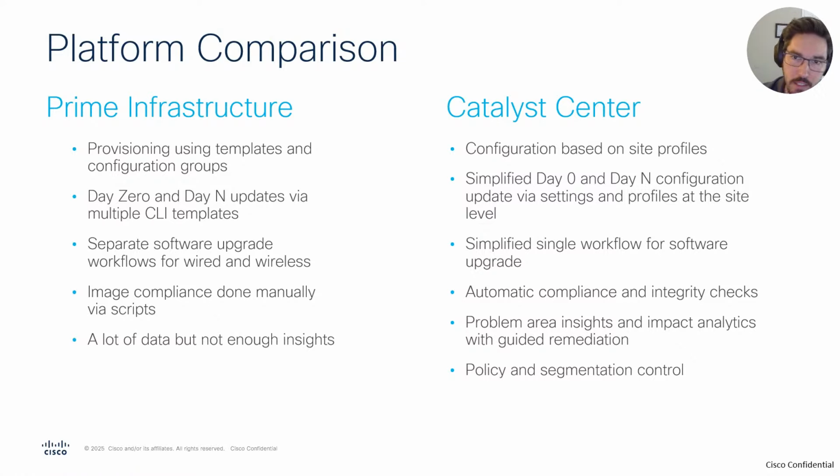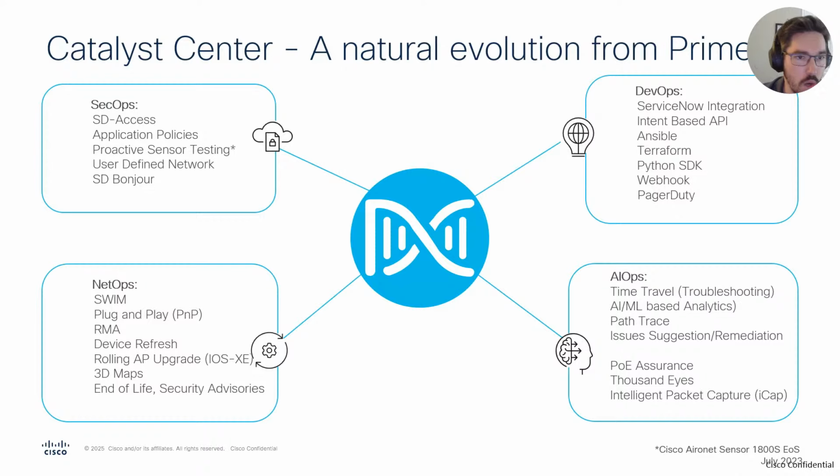Also, the biggest reason is that private infrastructure is end of life, and Catalyst Center is the one that will be used going forward. Now, Catalyst Center is a natural evolution from Prime. I like to break it down into 4 different personas. We have our SecOps persona, our NetOps persona, our DevOps persona, and our AI Ops persona.